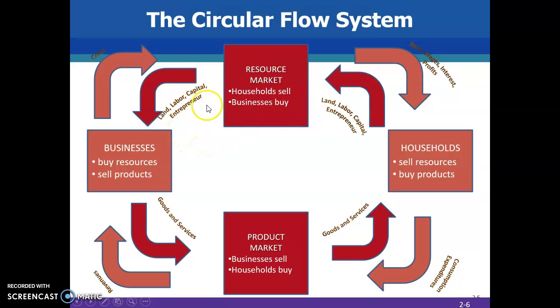And the resource market, just like the product market, has a demand and a supply side. Businesses are on the demand side in this case because they're looking for resources. They're demanding labor, for example, and households are supplying labor in the resource market. Okay, and we look at both of these markets in the circular flow system.